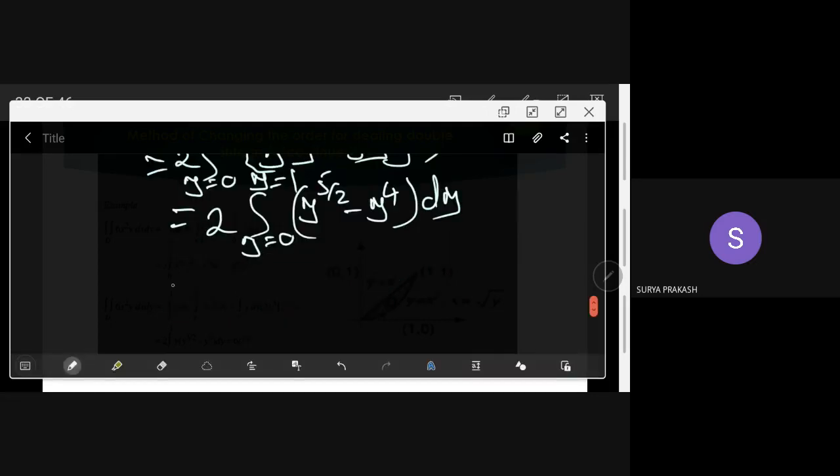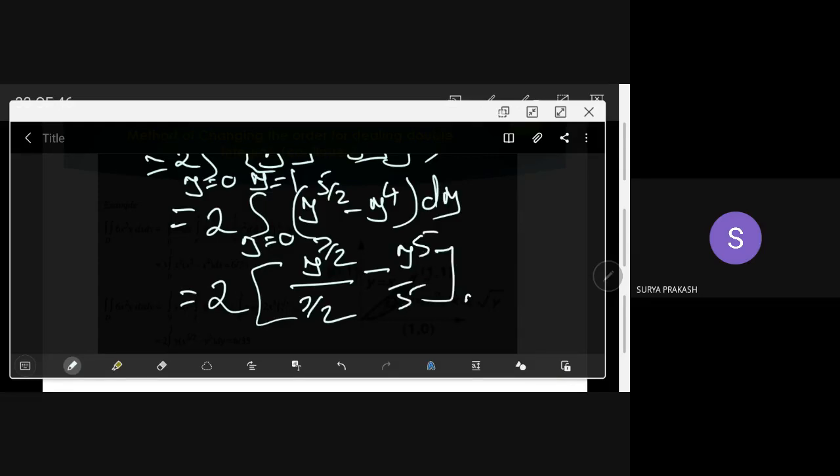Let me simplify at least one problem. So 5 by 2 plus 1 gives y power 7 by 2 divided by 7 by 2, minus y power 5 by 5, with limits between 0 and 1. So you can simplify and get the answer.